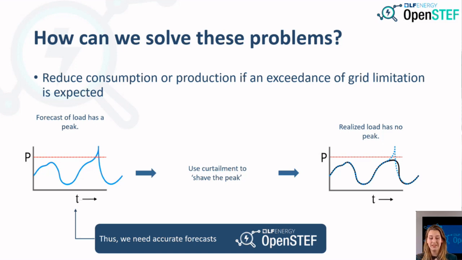The result is that the realized load does not have this peak. Our grid is able to still work, nothing breaks. Great. However, in order to be able to shave this peak, we have to know when it is happening. And this is where OpenStef comes in. We need accurate forecasts in order to be able to shave the peak.